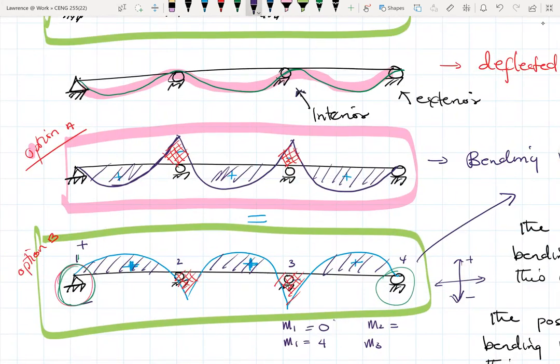But support 2 and support 3 are interior supports. We already mentioned that the two here are interior supports, and the two at the ends are called exterior supports or end supports. Some will say exterior and some say end supports.